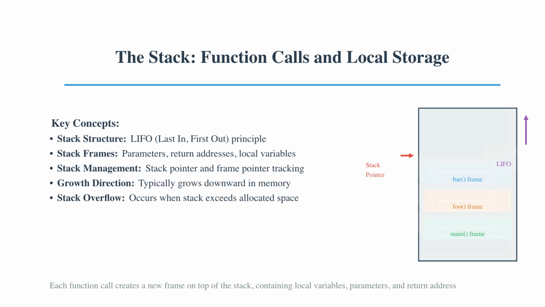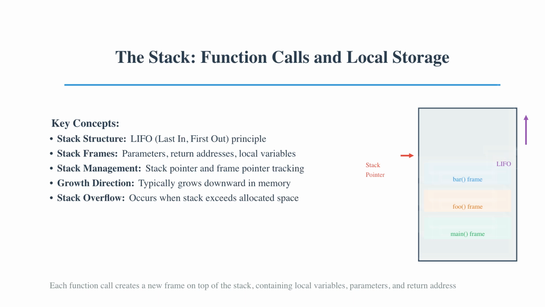Let's examine this visualization. Here we see the main function frame at the bottom. When main executes, it gets its own stack frame containing local variables, parameters, and return address information. When main calls function foo, a new frame is pushed on top. The foo frame contains its own local variables and parameters, completely separate from main's data. And when foo calls bar, another frame is added on top. Notice how each function call creates a new layer, following that LIFO principle we discussed.